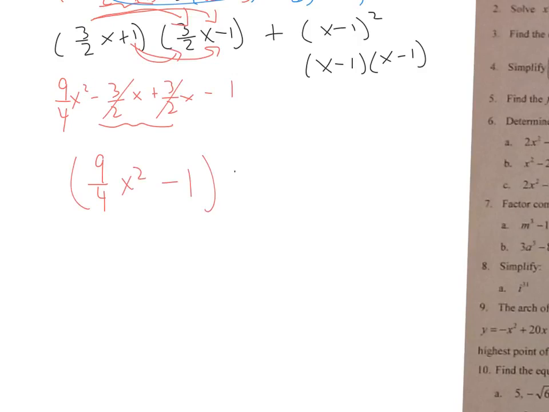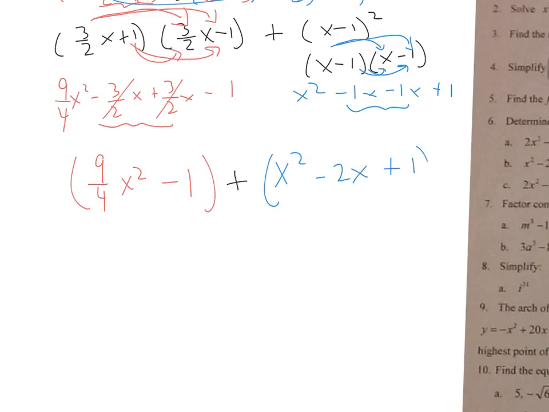All right, let's work on the other side over here. I'm going to double distribute. X times x is x squared. X times negative 1 is negative 1x. Negative 1 times x is negative 1x. And negative 1 times negative 1 is positive 1. Combine like terms, I get x squared minus 2x plus 1. Now, since I'm adding, all I have to do right now is combine like terms.